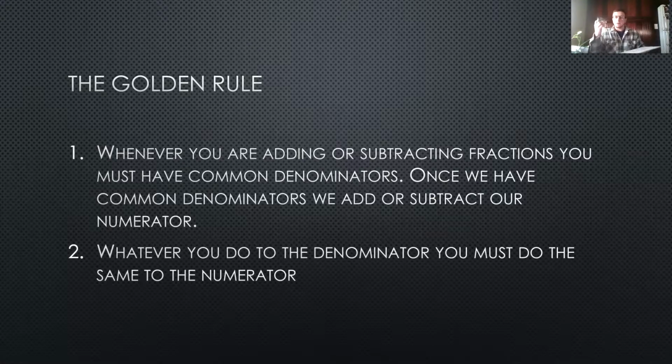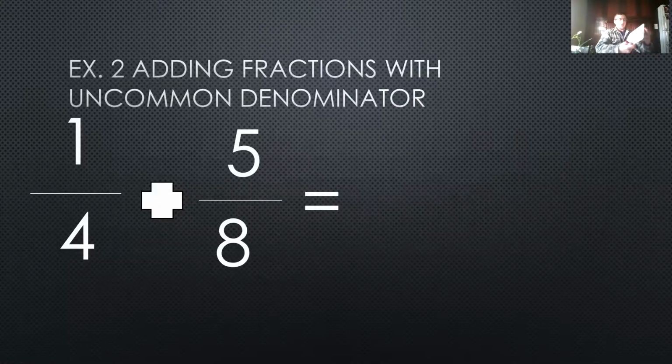So in our denominators, what do we have now? We have 8 and 8, right? So our denominators are the same. And now we have 2 and 5 for our numerators. So what the golden rule says is, once we have common denominators, all we have to do is add or subtract our numerators, right? So now all we have to do is take 2 plus 5, which is 7, right? So in this problem, our answer is 7/8.